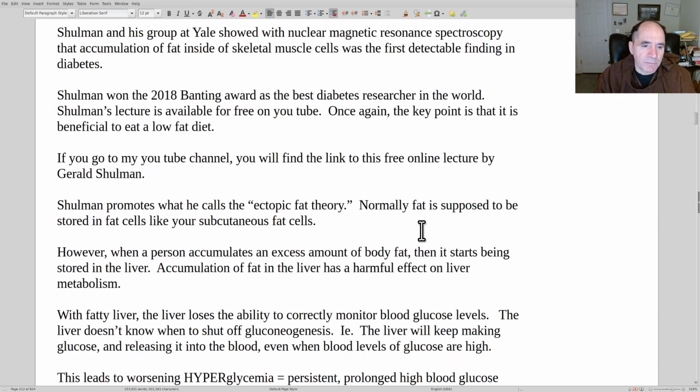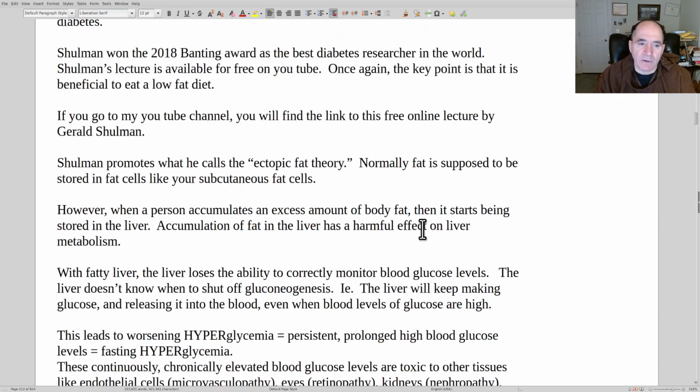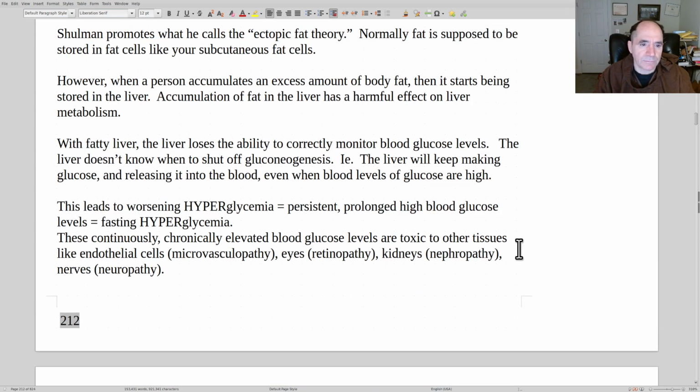Okay, and Shulman promotes what he calls the ectopic fat theory, that normally fat should be stored in fat cells, like your subcutaneous fat cells, and it really shouldn't be accumulating in the liver. When the liver becomes fatty, it loses its ability to correctly monitor blood glucose level, and it keeps on sending more glucose into the blood than it should, let's say through gluconeogenesis or the breakdown of glycogen. So you'll get hyperglycemia, high blood glucose levels, even when you're fasting.